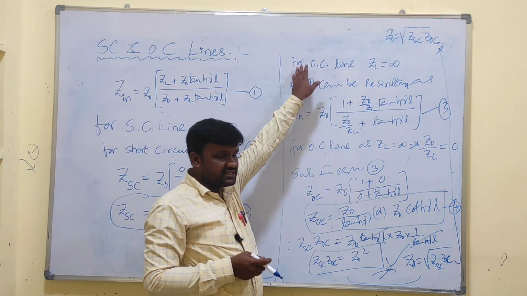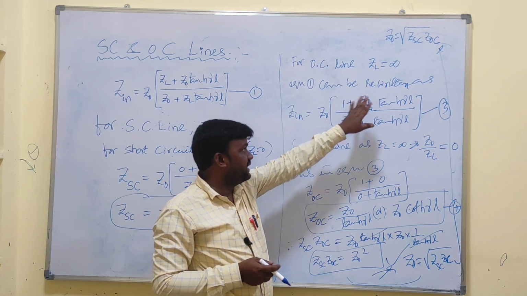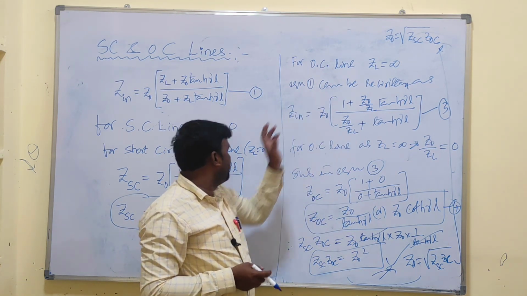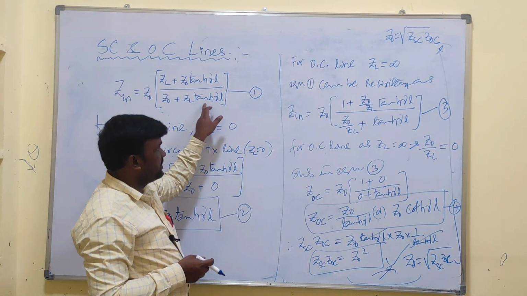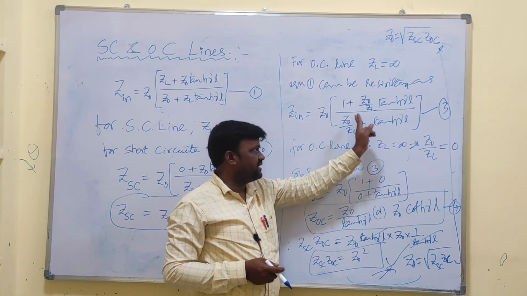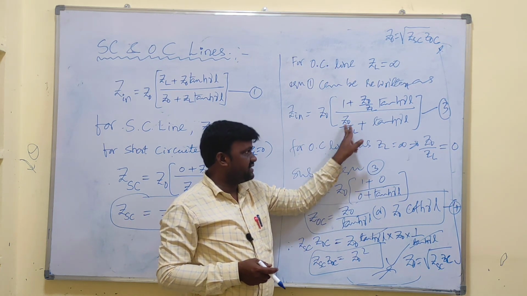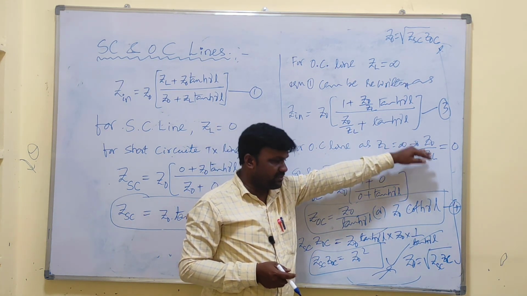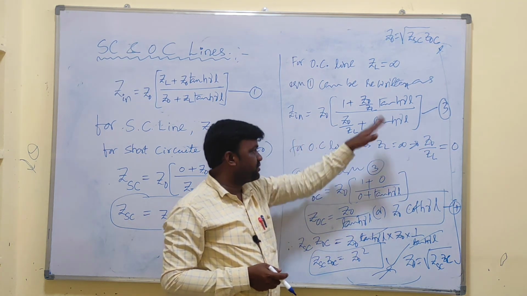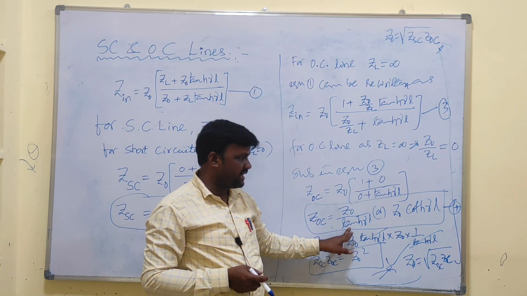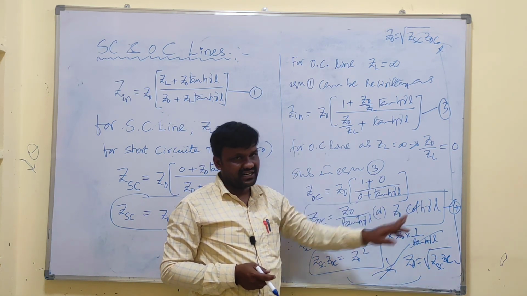Similarly, in the case of the open circuit line, ZL becomes infinity. If you substitute infinity, that gives an undefined form. To avoid that, we rewrote this equation by taking ZL as common. In that case we got the form Z0 by ZL. For the open circuit line, ZL equals infinity, so Z0 by ZL becomes something by infinity, which gives 0. By substituting that, we got ZOC equal to Z0 by tanh gamma L, or Z0 coth gamma L.